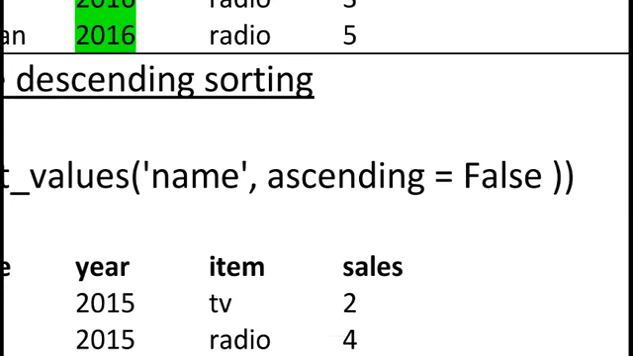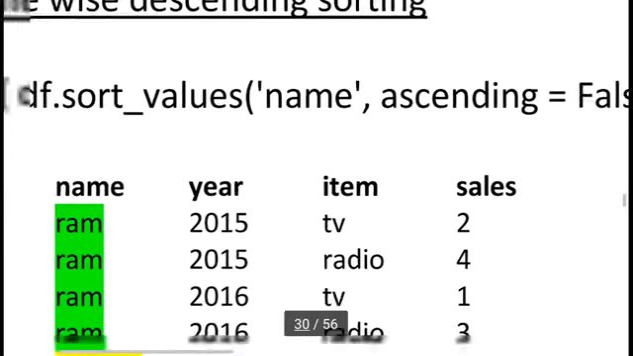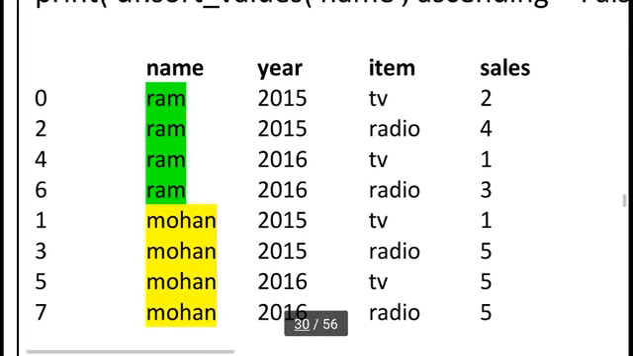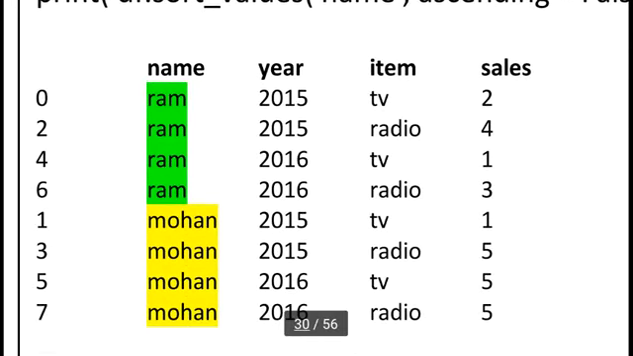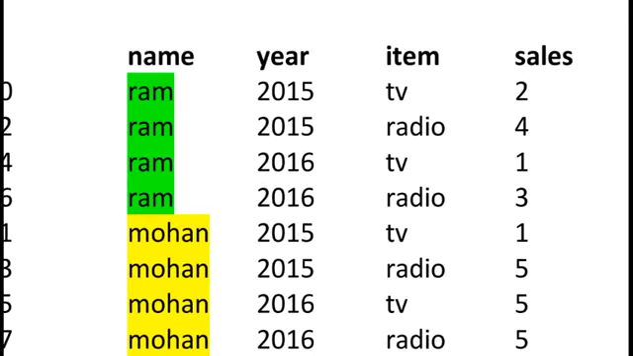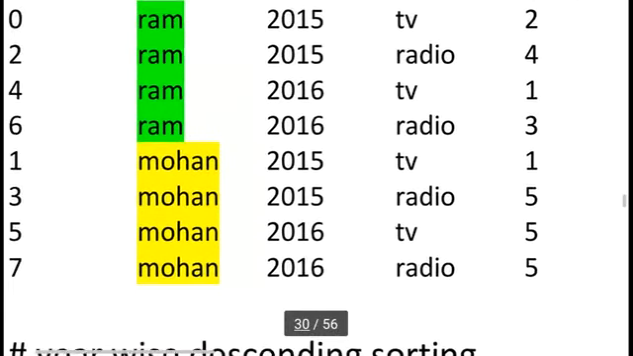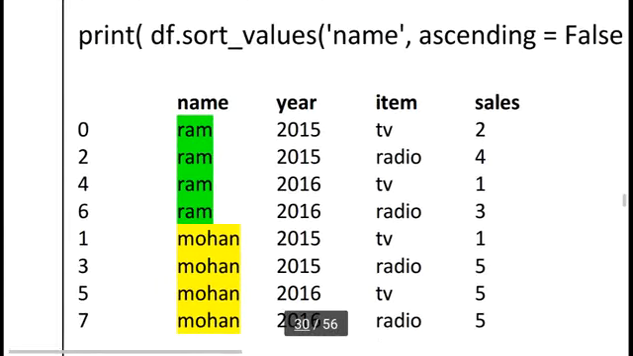False is important. Ascending false means the names will appear in descending order. Descending means Z to A style. So here R, then M. So this is in descending manner.